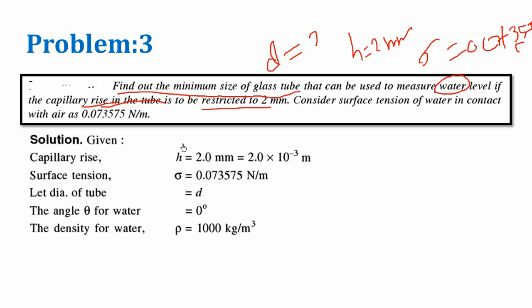So we'll write the given data. Capillary rise 2 mm, multiplying by 10 power minus 3, becomes meters. Sigma value 0.073575 Newton per meter. We need to calculate the diameter of the tube. For water, theta equal to 0 degrees, as we already saw. Then the density of water, we need to remember, is 1000 kg per meter cube. In most problems the density of water is not given, so we need to remember the density of water.